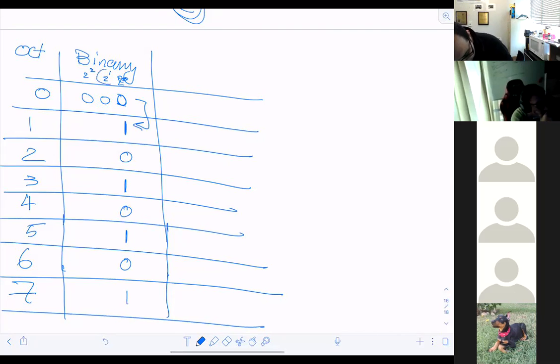This is 2 power 1. 2 power 1 is what? 2, right? So that means every 2 numbers should be identical. So that means 0, 0. The second row will be 1, 1, 0, 0, 1, 1. This is what? 2 power what? 2. What does it mean? 4. So the fourth number will be identical. So 1, 2, 3, 4. 1, 2, 3, 4.